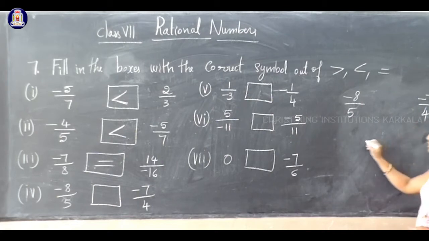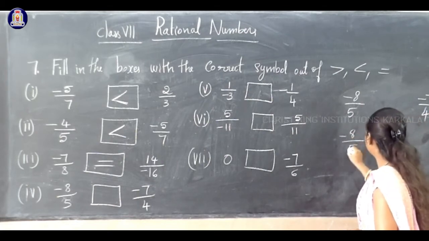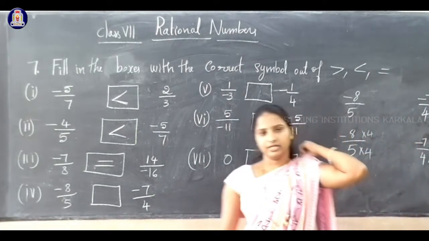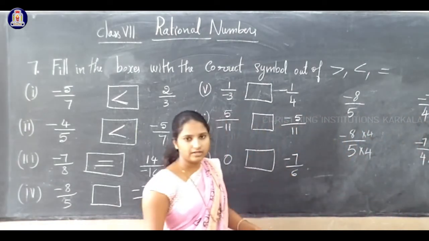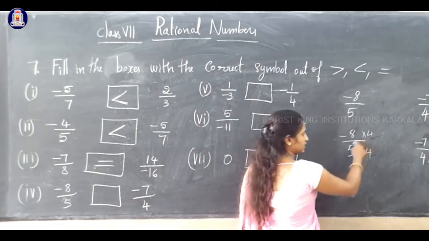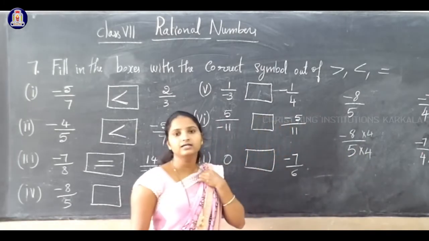What do you have to do? Just multiply this denominator, 4, to both numerator and denominator, and similarly for minus 7 by 4, you have to multiply the other denominator. What is that? 5. Multiply 5 to both numerator and denominator. So if you multiply, we will get 4 8s are 32. Is it correct? 8 4s are 32.